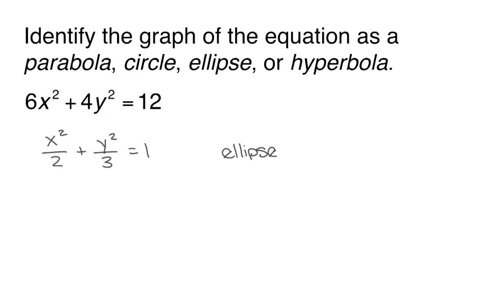Since we have a plus sign on the left side, we're dealing with an ellipse, and since the denominators of x squared and y squared, or in other words, the coefficients of x squared and y squared, are different, this is an ellipse and not a special case of a circle.